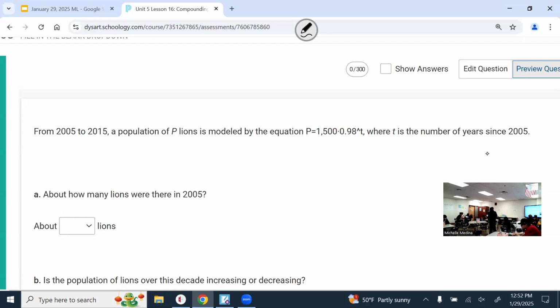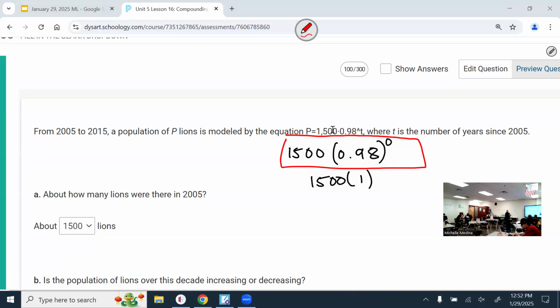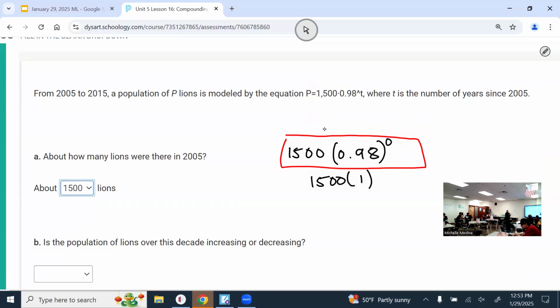Yeah. So if you are using a calculator, this is what you would put in. And anything to the 0 power equals what? Not 0. Oh, is it one? Yep. And that's why our answer is about 1,500 lions, but you could put this in your calculator and check for sure. Since it was when time started, just by looking at my exponential function, I know this is going to be my initial amount in that spot. But still, do the math. You can't go wrong. So about 1,500 lions.